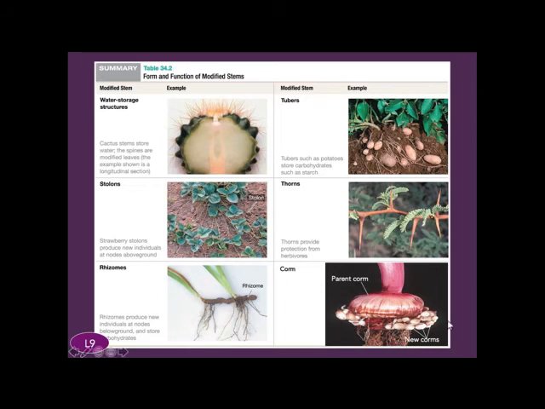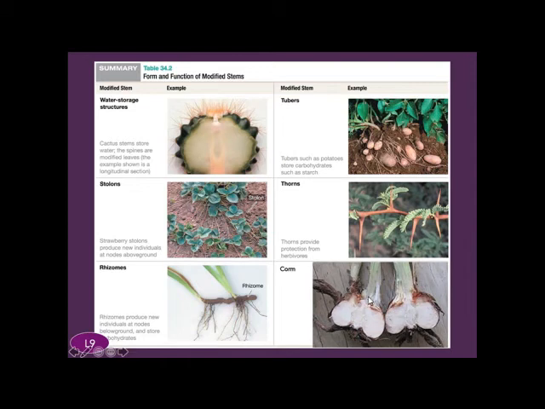And so a corm looks a little bit like a bulb, but they're not the same on the inside. It's actually kind of solid on the inside because it is a modified stem. So if you cut it open, you can see instead of it being layers of leaves, it's actually a kind of swelling on the stem.